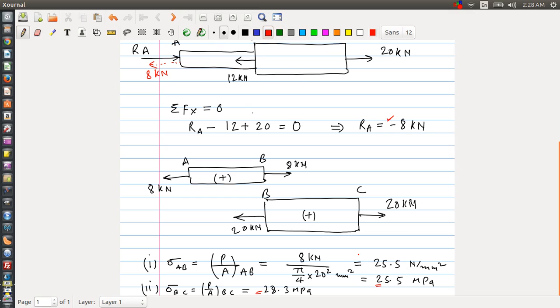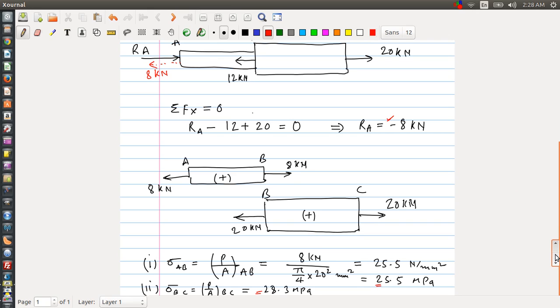So the crux of the problem was to know how much load these individual sections are experiencing by drawing the free body diagrams and applying the equilibrium equations. So load upon area gives you the stress values in both the sections. The maximum stress produced is in the section BC, which is 28.3 megapascals.